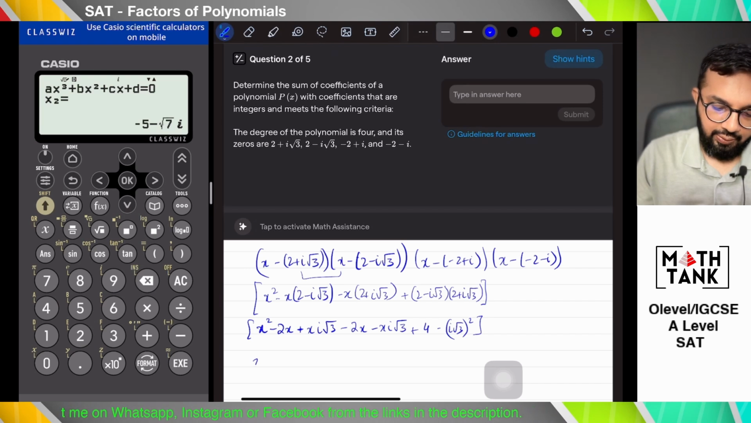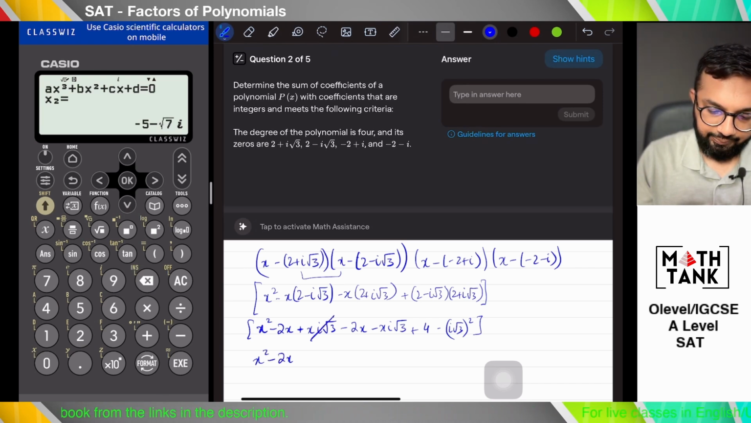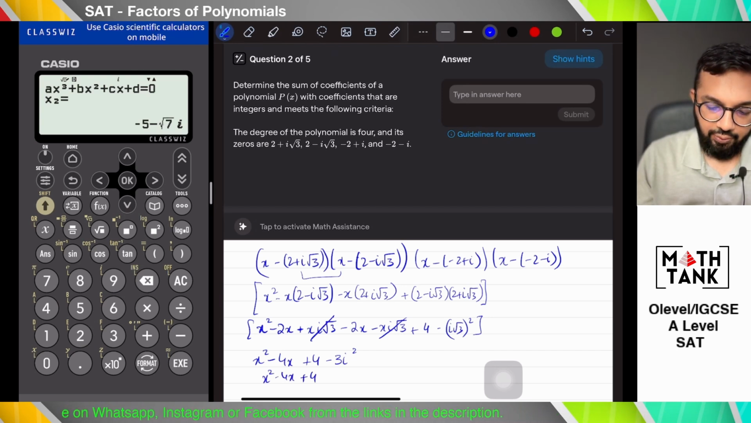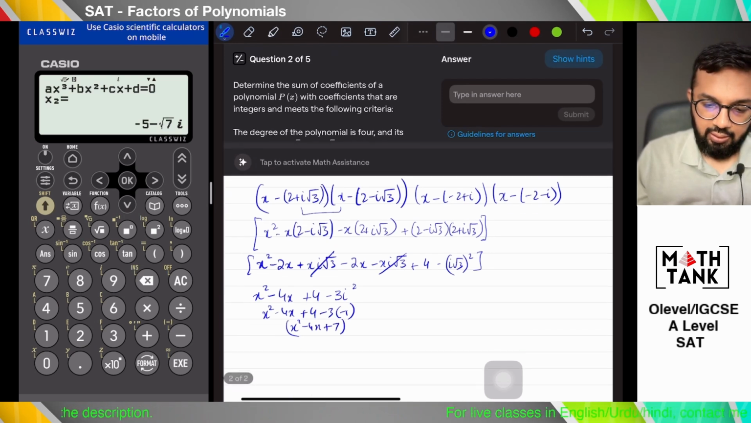So this gives me x squared minus 2x minus 4x plus 4 minus 3i squared. And that gives me x squared minus 4x plus 4. i squared is minus 1, so x squared minus 4x plus 7. That's one part of the function. Let's look at the other part of the function.